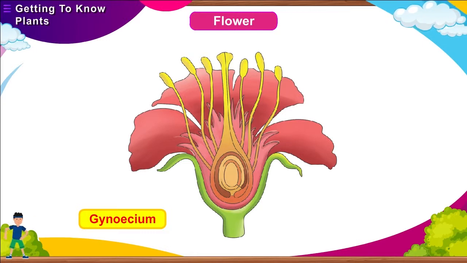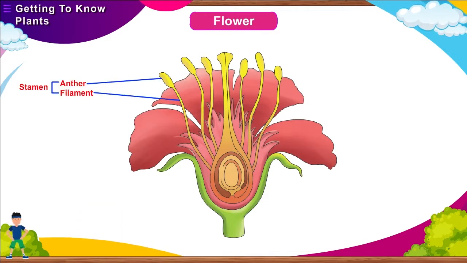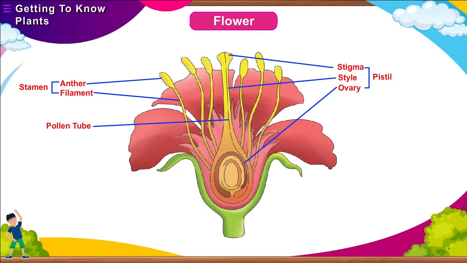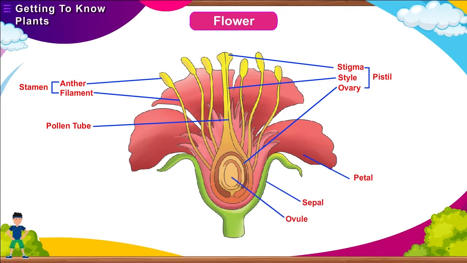Gynoecium. It is the innermost whorl. It is the female reproductive part which consists of the style, stigma, and ovary. Its unit is carpel or pistil. Stamen, anther, filament. Pollen tube. Stigma, style, ovary. Pistil. Petal, sepal, ovule, thalamus.